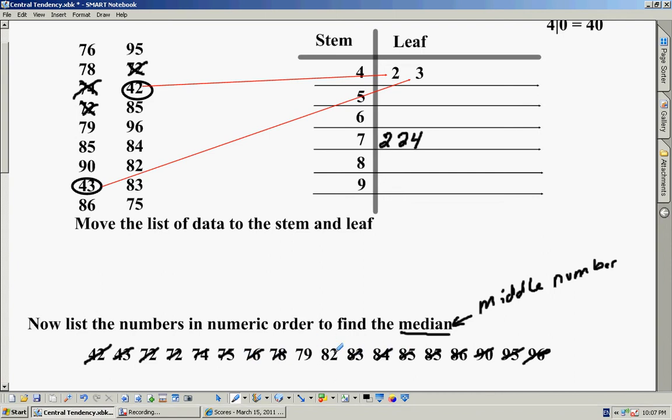Oh, my middle number is two numbers, isn't it? So here's what I do. I'm going to make one long line like this, and I'm going to take these two numbers, add them together, and divide by 2. So 79 plus 82 is 161. And what is that divided by 2? Well, that divided by 2 is 80.5. So my middle number here is 80.5.